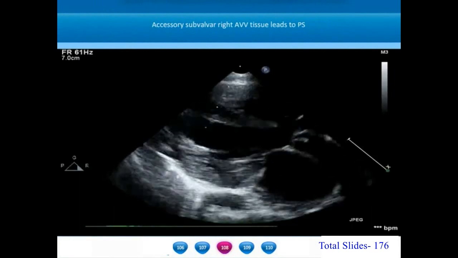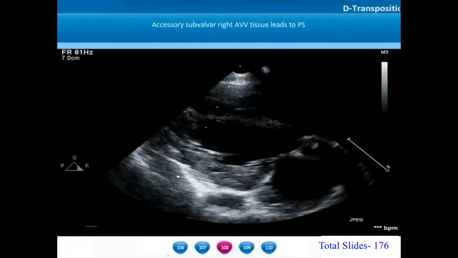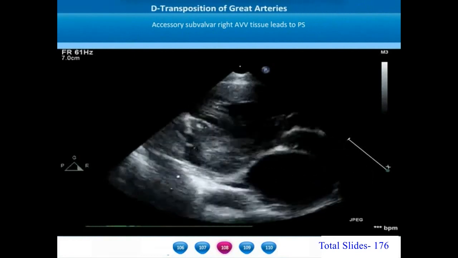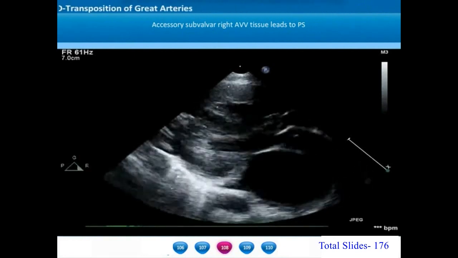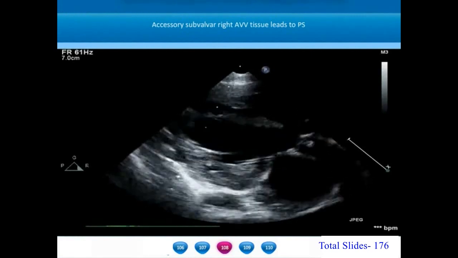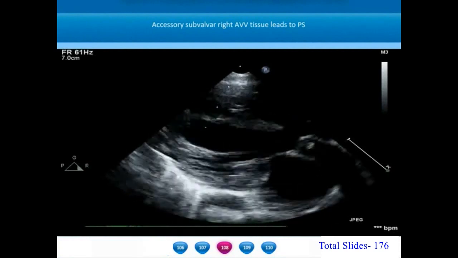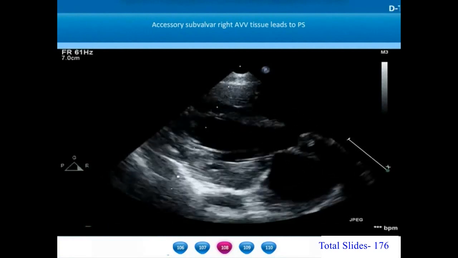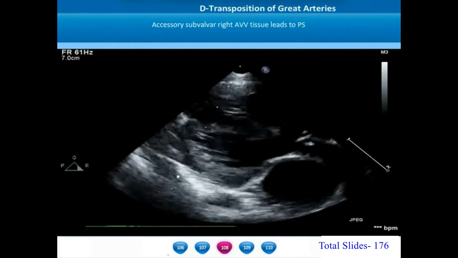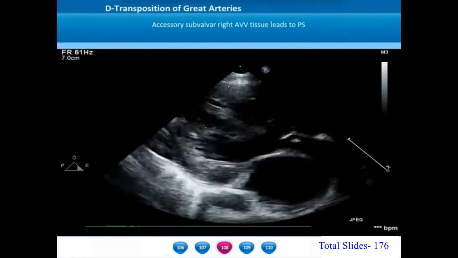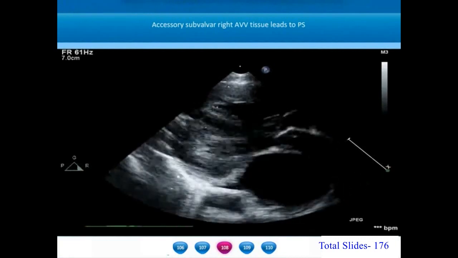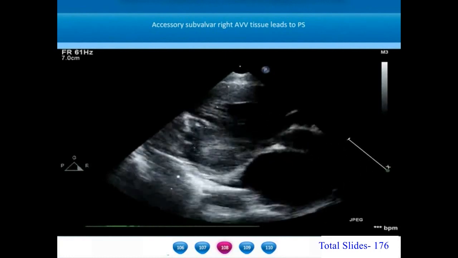Sometimes the left ventricular outflow tract obstruction can be caused by accessory right AV valve tissue which protrudes through the ventricular septal defect towards the LVOT. The higher pressure in the right ventricle will cause a movement of the accessory right AV valve tissue into the ventricular septal defect, thereby causing an obstruction to the flow of blood in the subvalvular LVOT. These accessory subvalvular right AV valve tissues could be another reason for pulmonary stenosis.